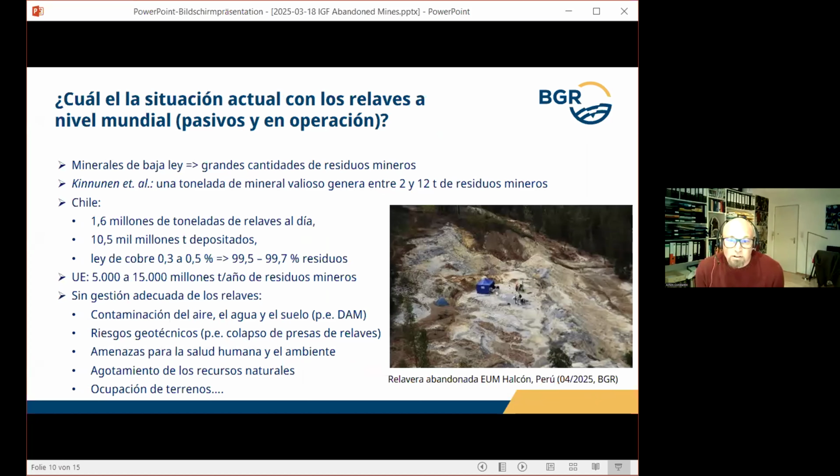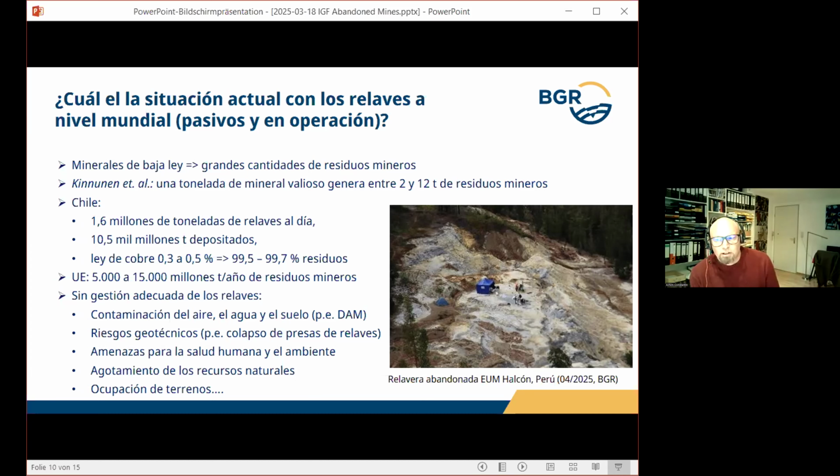A very crucial challenge in liability remediation, but also in the management, is tailings. This is so because mining generates a big volume of tailings, and this can pose many geotechnical and also contamination risks. I think many people are not aware of the amount of residue coming from mining.